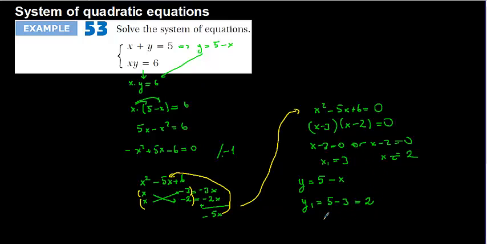So the first couple or first ordered pair is 3 and 2, because x and y are going to be together, they are both together a solution. And x2 and y2, because if y is equal to 5 minus x, then y2 is going to be equal to 5 minus 2, which is equal to 3. So the second ordered pair is 2 and 3.